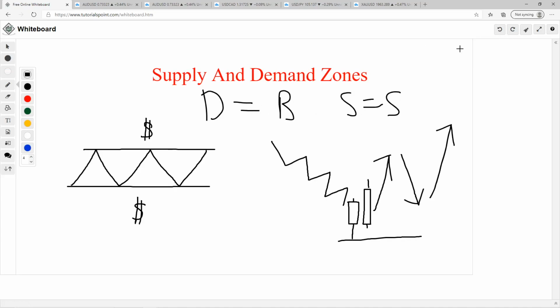When we're looking for a demand zone, and really quick, demand equals buy, supply equals sell, right? D equals B, S equals S. Just wanted to throw that out there. So right here is going to be what we call a demand zone. This is going to be possible support.